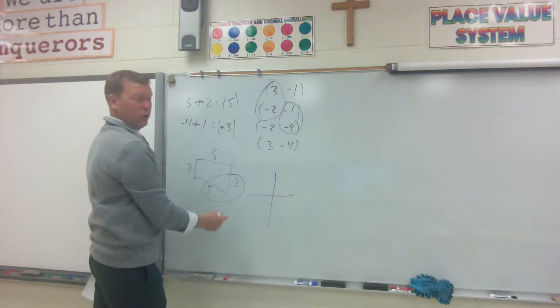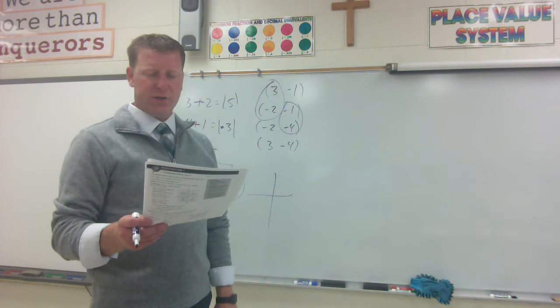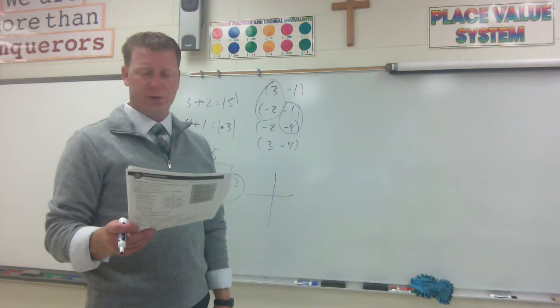Number 4 says points (4, 4), (4, 0), and (0, 0) are the vertices of a triangle. The triangle encloses whole squares and half squares on the grid. Determine the area of the triangle by counting whole squares and half squares. Obviously, 2 half squares would equal 1 whole square.